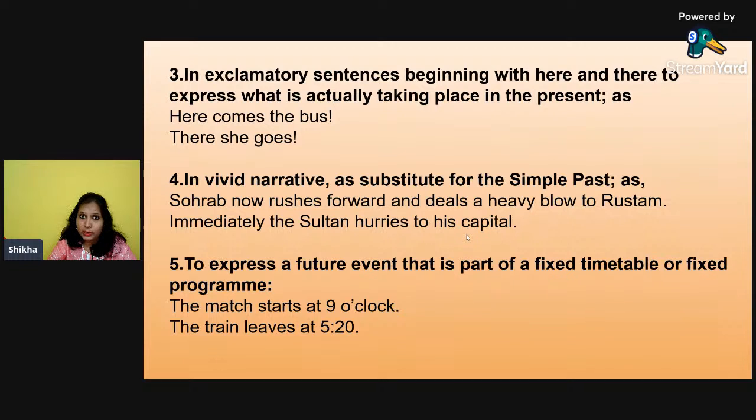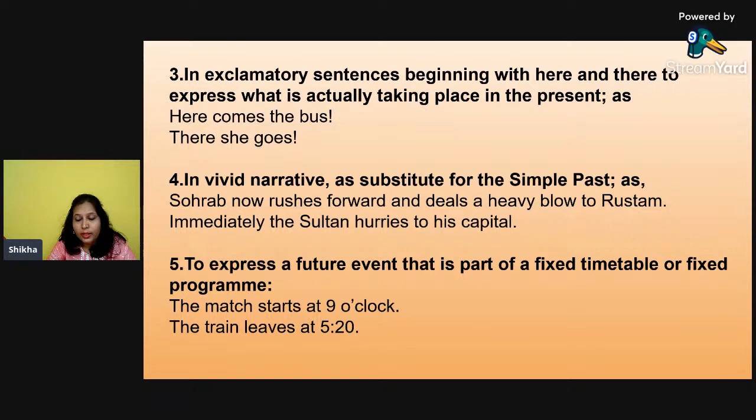Okay, and then to express some future event that is part of a fixed timetable or fixed program. So when we are talking about something which is fixed to happen in the future, it has a timetable and it has a fixed program, so that also comes under simple present tense. The match starts at 9 o'clock. Okay, when the match starts, it starts at 9 o'clock daily. The train leaves at 5:20. Whenever we want to go somewhere, we check out the train timetable, isn't it, and we come to know at what time the train departs. So the train leaves at 5:20 every day.